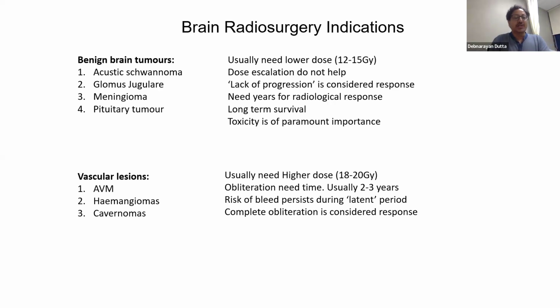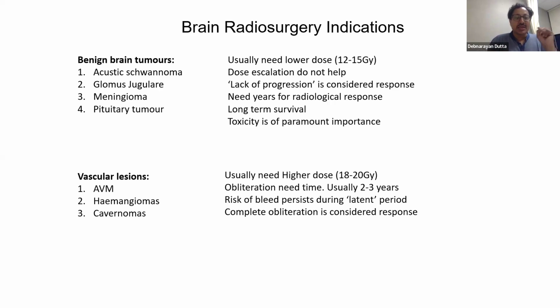Now the second group is the vascular lesions like AVMs, hemangiomas, cavernomas. They are a completely different type of disease where we give a relatively higher dose. For other benign tumors we give up to 12 to 15 gray. Here we give around 18 to 20 gray, so a little higher dose than the benign tumors.